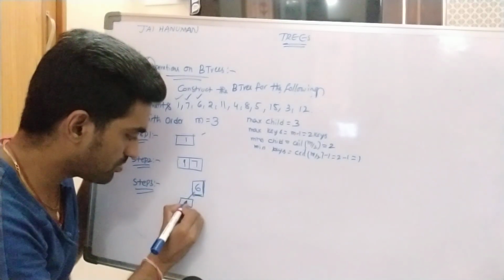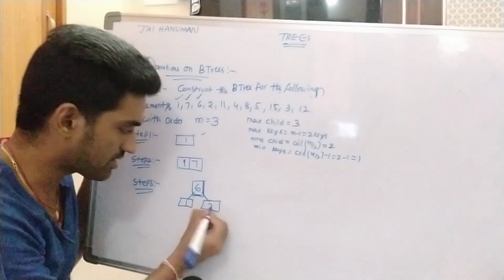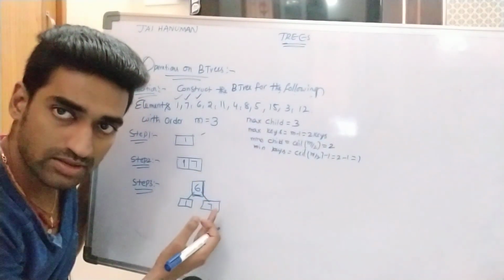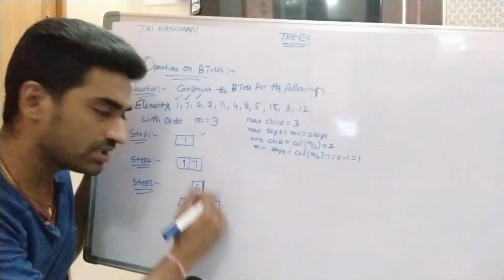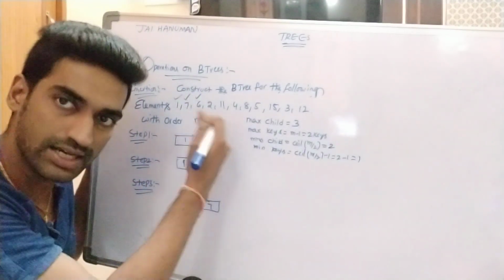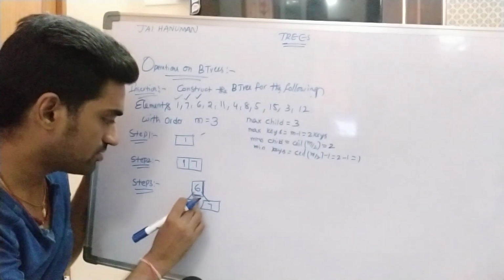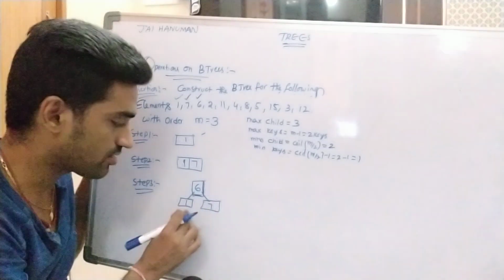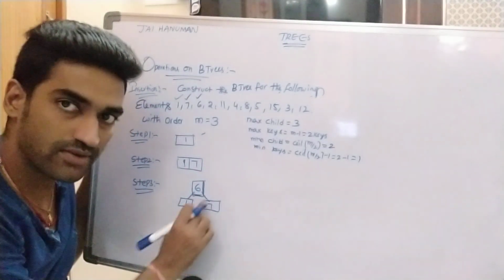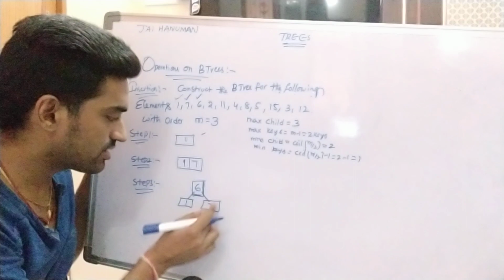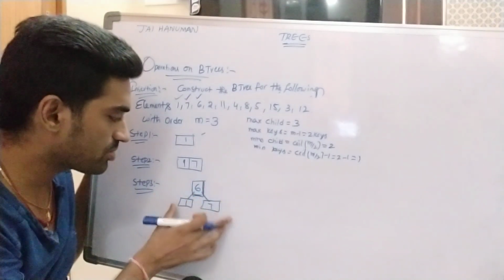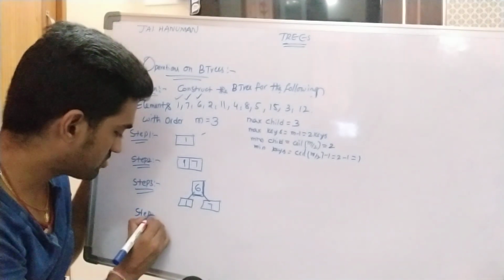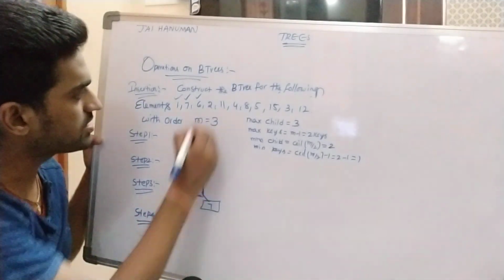For the root node, what are the children? 1 and 7. Once key values exceed in a node, the middle value is moved to the previous level, that is the root level. So here is the tree. Now check whether the tree satisfies the B tree property or not. All the leaf nodes are present at the same level, and the root has more than 2 children. So all the properties are satisfied by the B tree. Now we are inserting one more element. Step 4: the next element is 2.